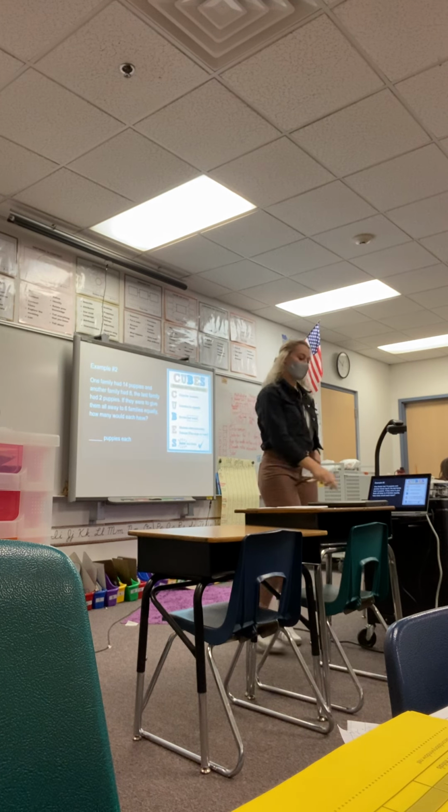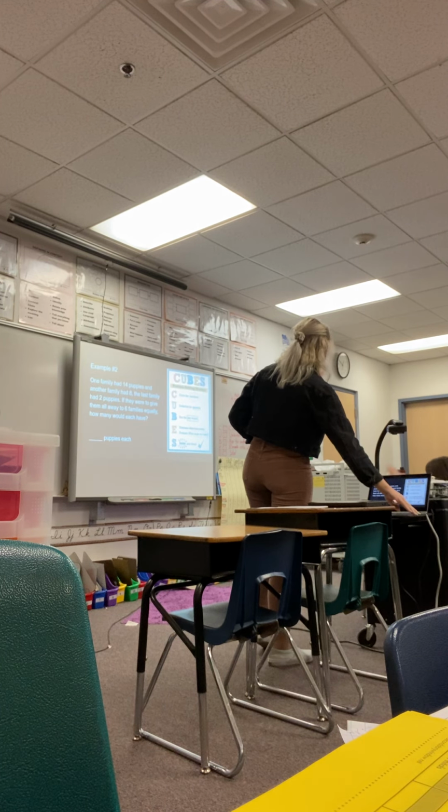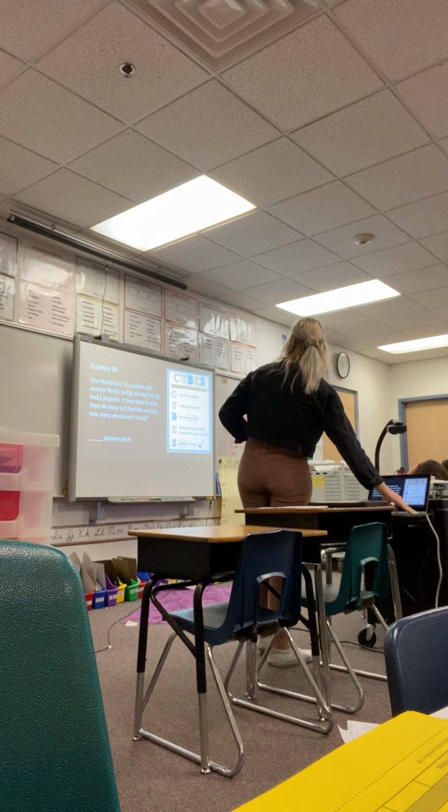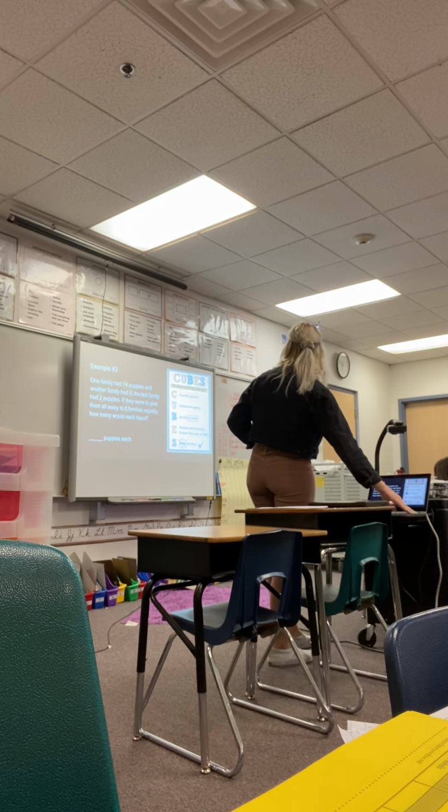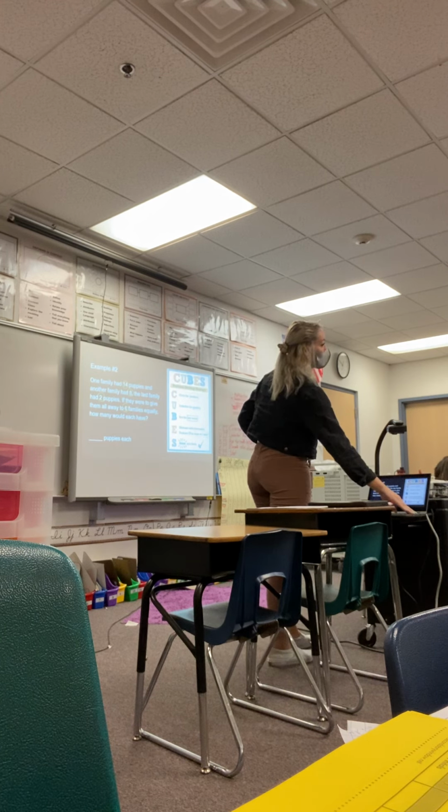To circle the numbers. Where are my numbers? I called on Mia. 14, 8, and 2. Good. Oh, and our 6, sorry. Our 6 families. Right? 14 puppies, 8 puppies, and 2 puppies, and then 6 families. Good. What is my next step, guys?